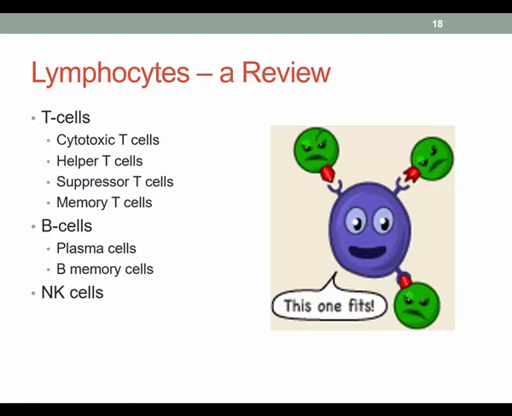T helper cells are involved in the activation process of both T and B cell mediated immunity. Suppressor T cells keep your immune system from overreacting. And memory cells are what's left over after you have survived the chickenpox or the measles or whatever, and will remember that disease, and that's why you generally don't get the same disease twice. B cells, B lymphocytes, come in two varieties: plasma cells, which are the ones that are going to make antibodies, and B memory cells, which are again what's left over after a specific immune response and help you not get that same disease again.